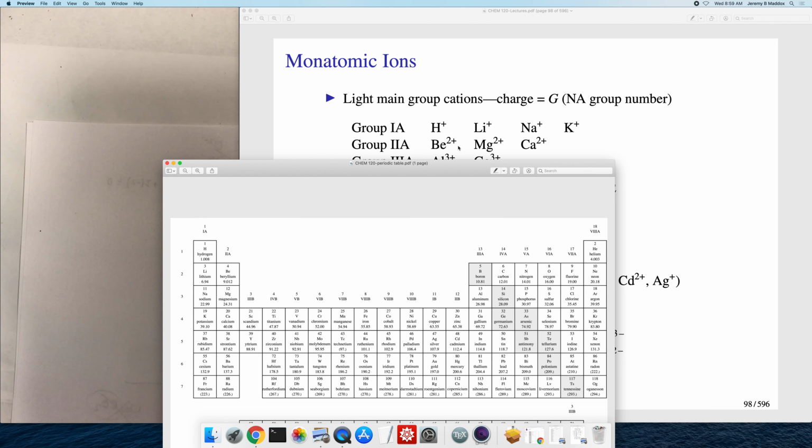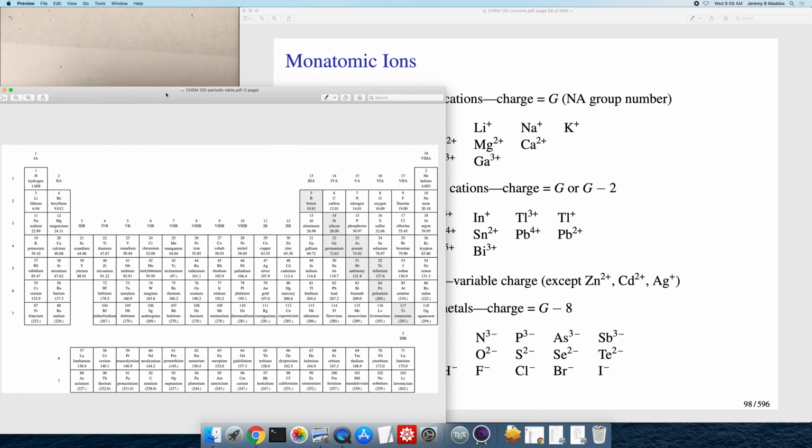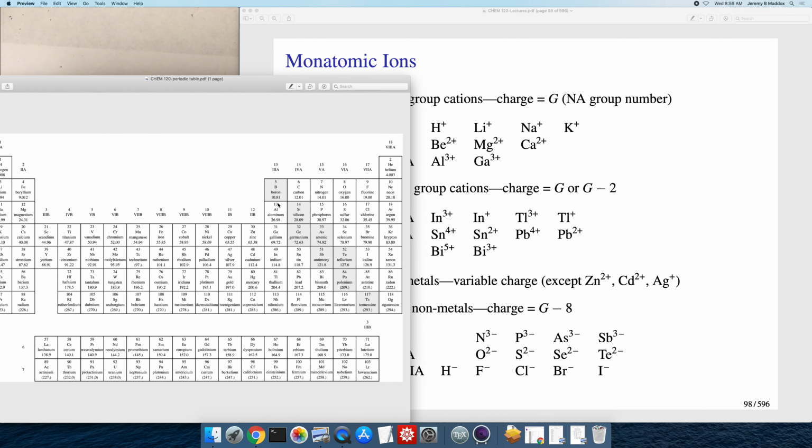Your group 2 metals typically form +2 cations. So beryllium 2 plus, magnesium 2 plus, calcium 2 plus, strontium 2 plus, barium 2 plus. Moving across the periodic table, if we go to group 3, aluminum and gallium, these form +3 cations. And then we're going to go to the other side.